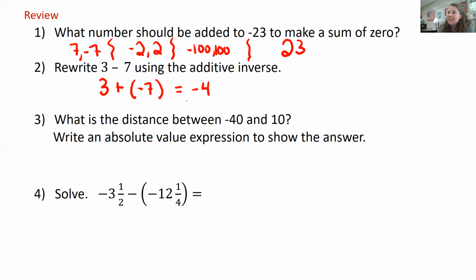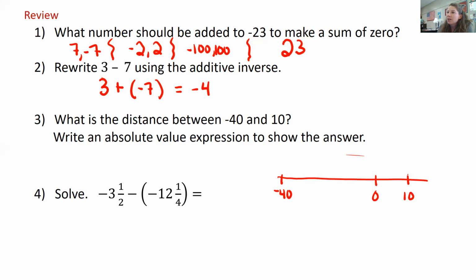Number 3, what is the distance between negative 40 and 10? If you have a number line with 0 here, and 10 being here, and negative 40 is way down here, how many numbers apart are these? How many spaces would I have to go to get from negative 40 to 10? Hopefully you know the answer is 50.